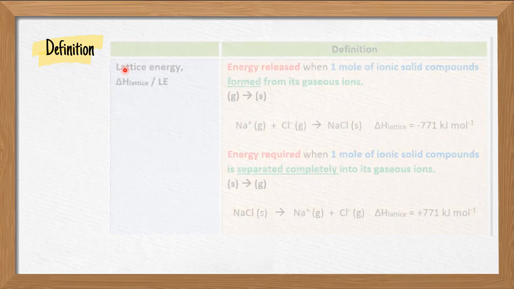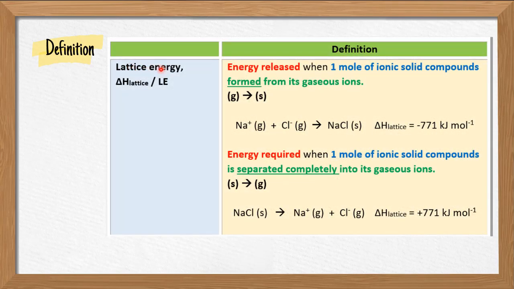So for this subtopic, we also have a few definitions that you need to understand and memorize, and use to construct a thermochemical equation. So first of all, we have lattice energy. For this lattice energy, you can use the symbol either enthalpy of lattice or lattice energy LE. For lattice energy, we have two definitions.